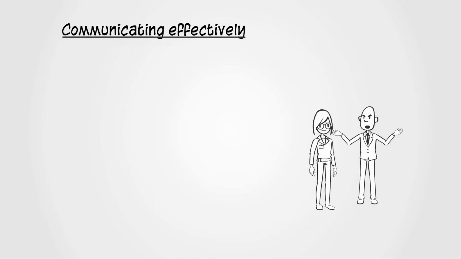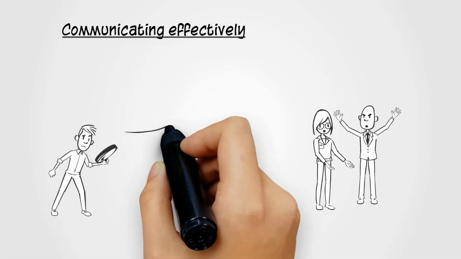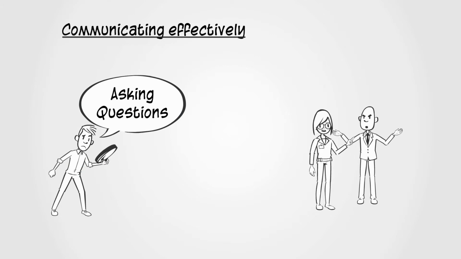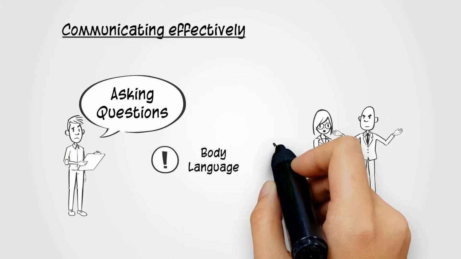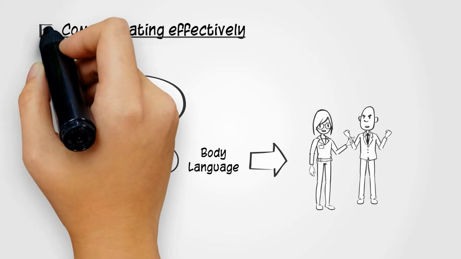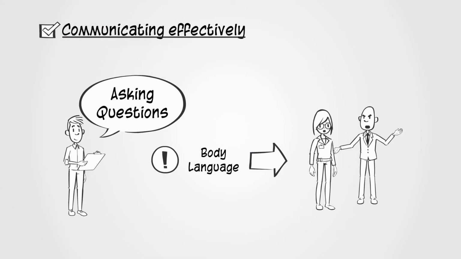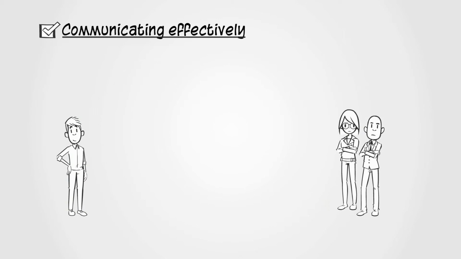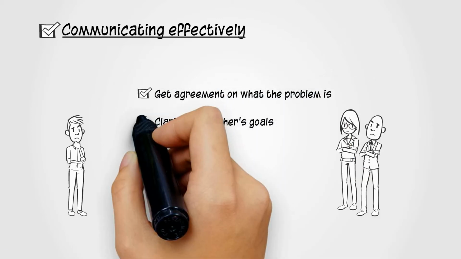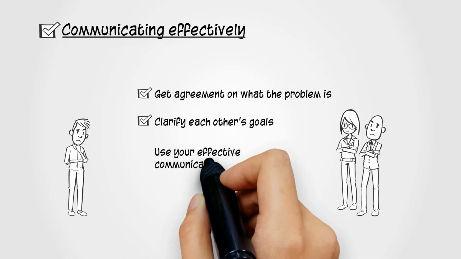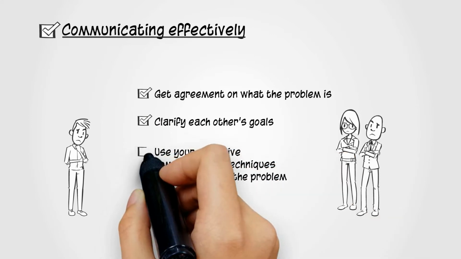Good communication skills can resolve most situations. Using your observation and listening skills, asking questions to clarify what is happening, gathering feedback, and being conscious of how your body language is impacting on the conversation are excellent ways to begin managing conflict. Use your communication skills to get agreement on what the problem is, clarify each other's goals, and use your effective communication techniques when discussing the problem.